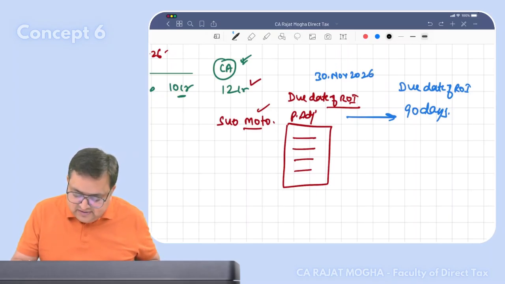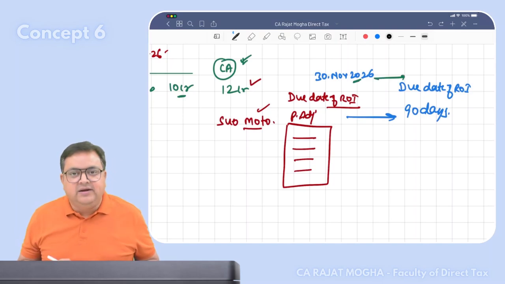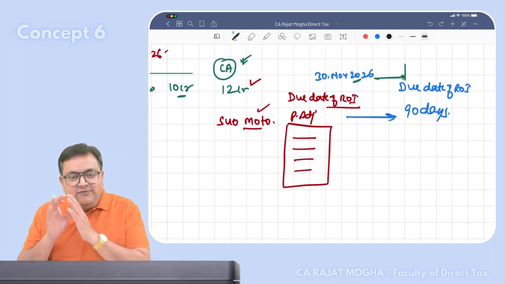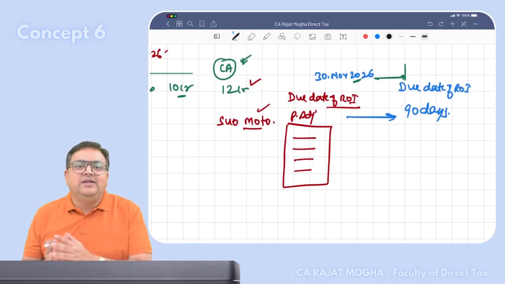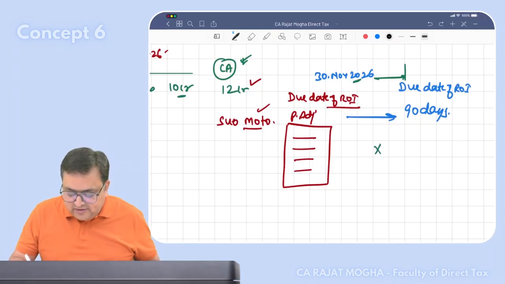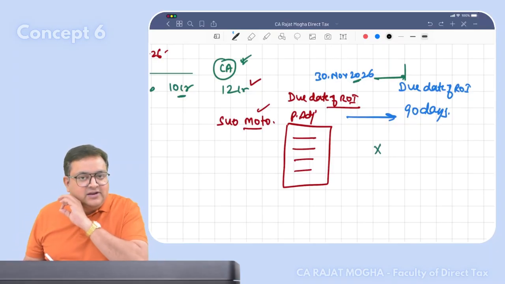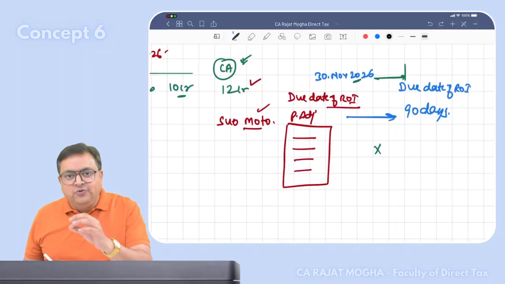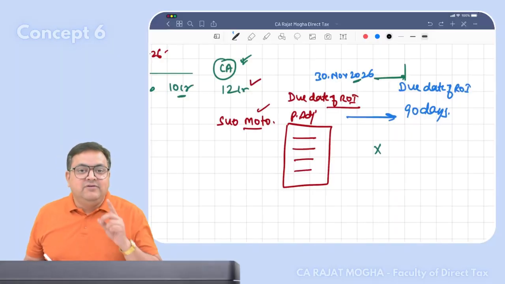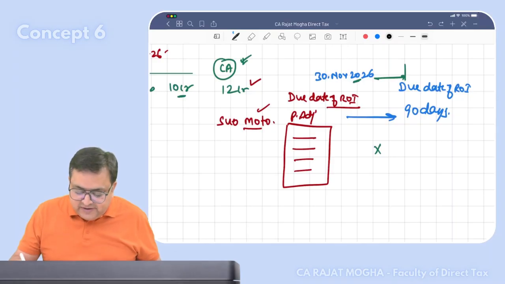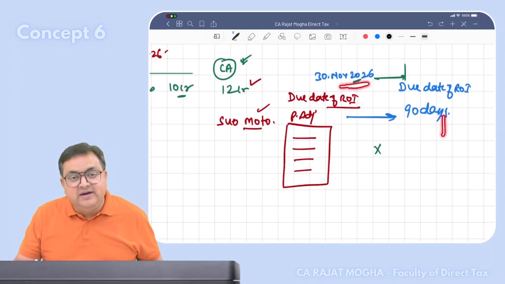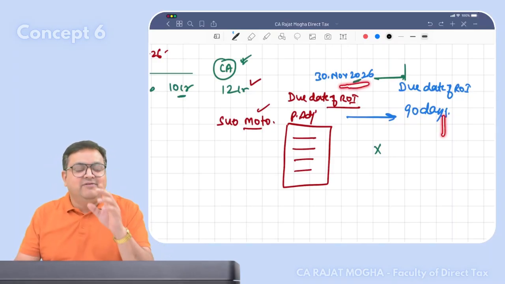Then from this date, we will calculate your 90 days. If you bring this within 90 days, then no interest. But if you do not bring it within 90 days, then we will start your interest after 90 days or from here itself. Very, very important.